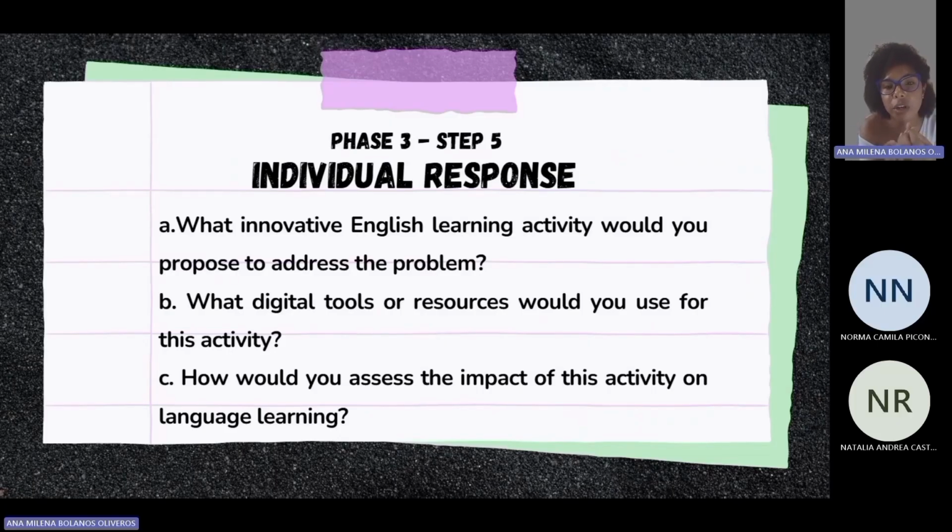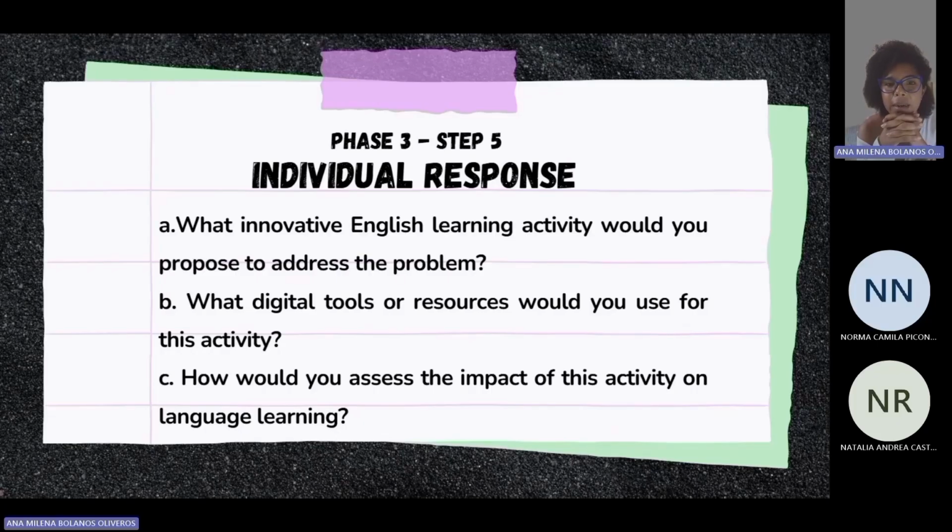Now the next question is, how could you assess the impact of this activity on language learning? Well, the assessment I would create for this activity is to focus on the progress of the students. If the students post the video, we can see their speaking, but in a positive way. So we're going to focus on their participation, and we create positive feedback that helps them build confidence, and that helps them get better in the speaking process.